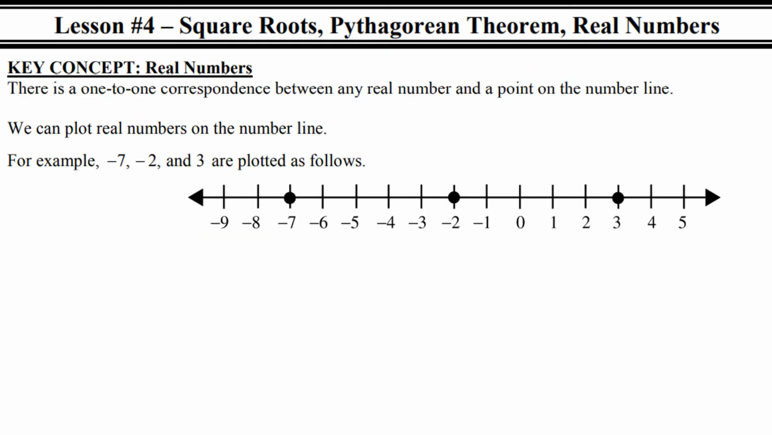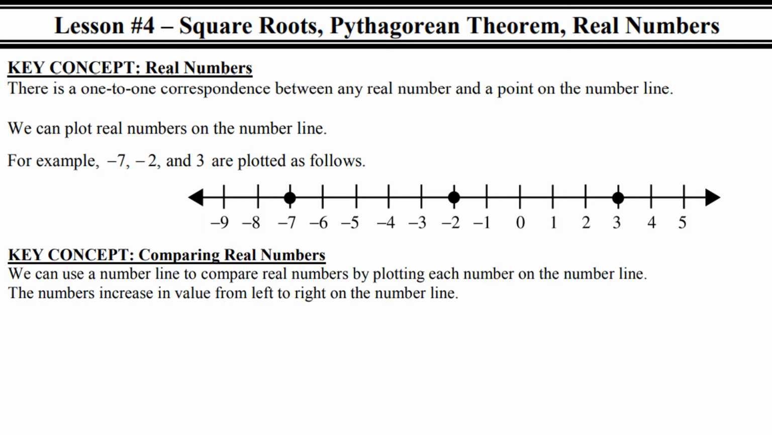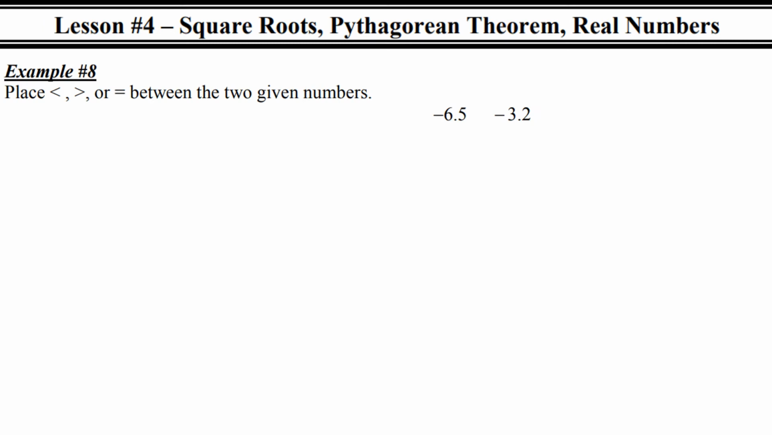Real numbers. There is a one-to-one correspondence between any real number and a point on the number line. We can plot real numbers on the number line. For example, -7, -2, and 3 are plotted as shown. We can compare real numbers by using a number line and plotting each number on the number line. The numbers increase in value from left to right on the number line. Here's an example.